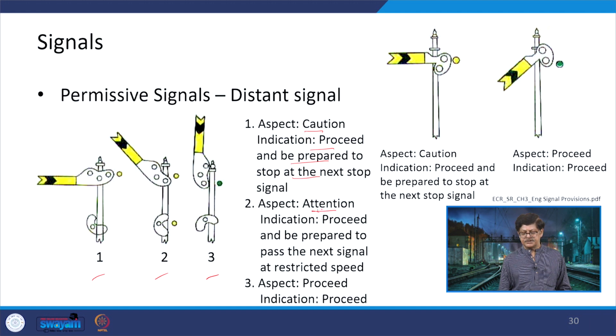When it is inclined, it means attention, and in this case only one yellow light was shown, but now here there is another arrangement wherein 2 yellow lights are going to be shown to the locopilot, and it says proceed, be prepared to pass the next signal with the restricted speed, and the third case is the proceed condition totally. Now, in the 2 aspect condition, it is caution, proceed and be prepared to stop at the next stop signal, and when it is downwards, it is proceed and proceed. So, that is a 2 aspect condition.